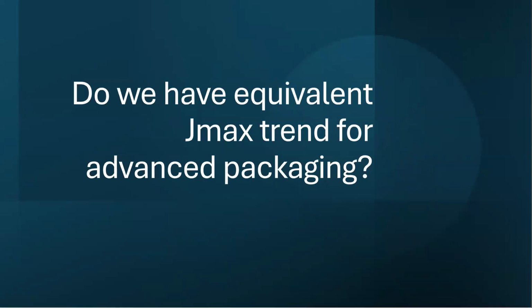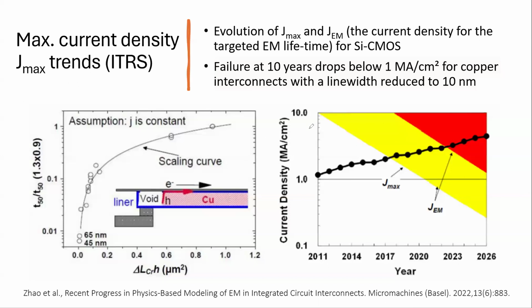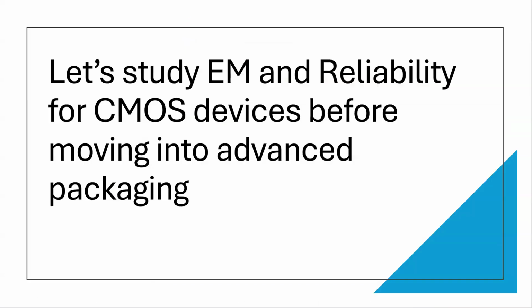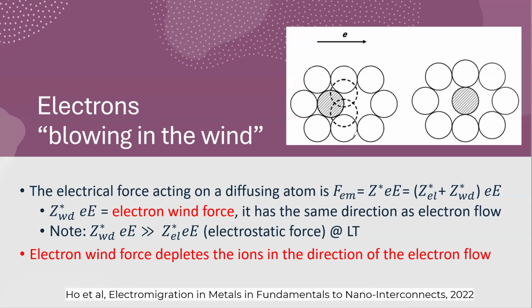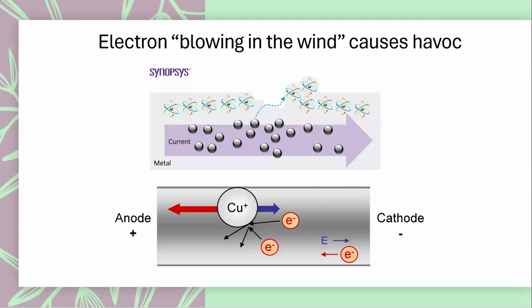But can we learn from that? Oh, yeah. So that's the key. We learn from the CMOS process flow, and we will apply that to the packaging work. So my proposal in this talk is to study electromigration and reliability for CMOS devices before moving into advanced packaging. So that will be the approach of my talk. Okay. And this is what I meant, right? The electron wind blowing. I introduced this one for you.